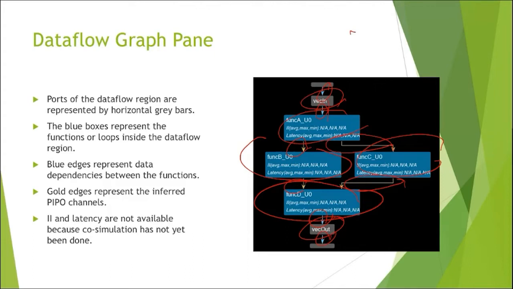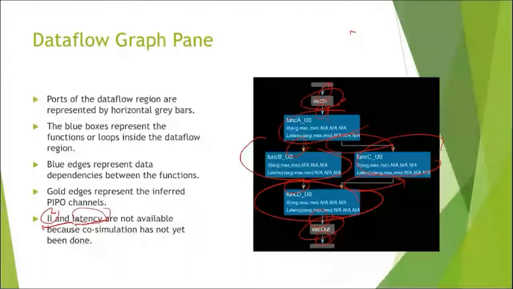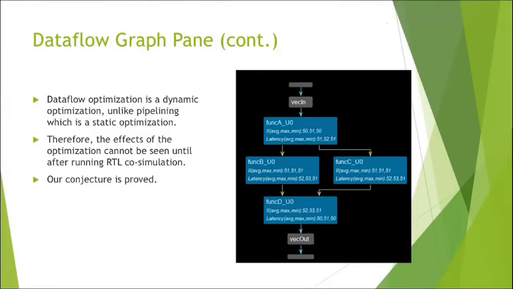Now the II and latency are not yet available because we have only done the C synthesis, and those indications, II and latency, will only be shown after the co-simulation. And here's the data flow graph continued. This is the data flow graph after the co-simulation, and you can see that because the data flow optimization is a dynamic optimization, it can only be shown after the co-simulation.